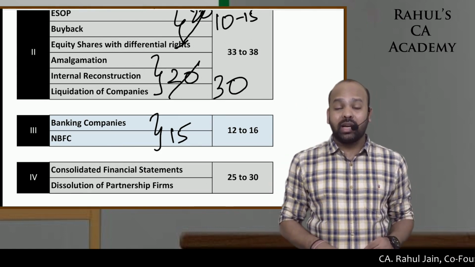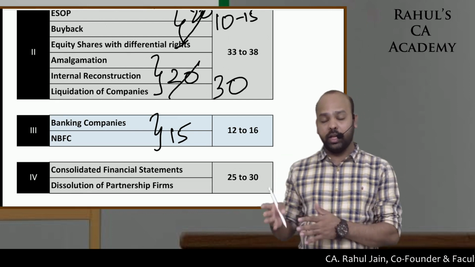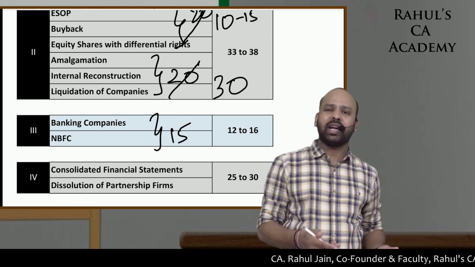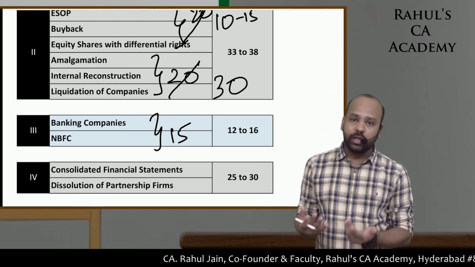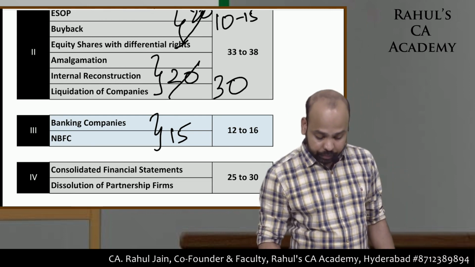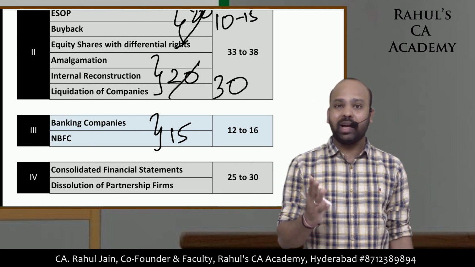Again, if you categorize topics as A, B, C, banking and NBFC undoubtedly will come as category A, because they are relatively smaller topics and easier to complete. So do them first and then slowly shift to the other topics. Do not forget, 10 to 15 marks you will easily get here.